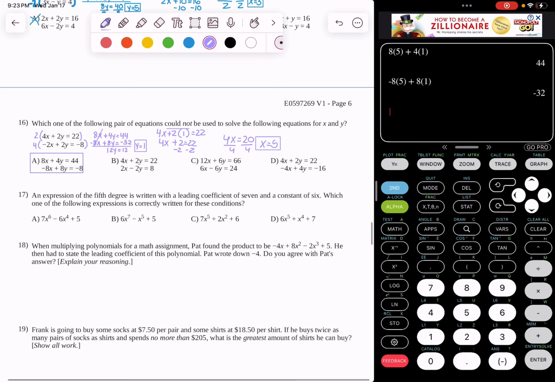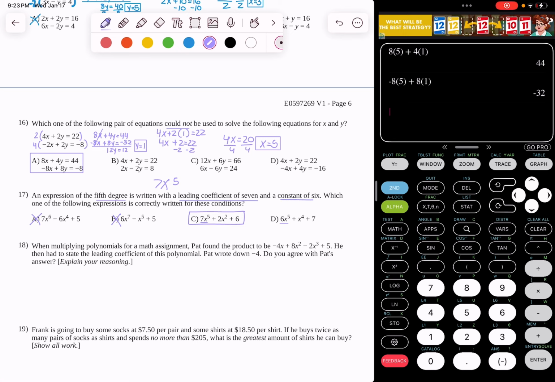All right, let's look at number 17. An expression of the fifth degree is written with a leading coefficient of 7. Fifth degree means our highest exponent is 5. So it can't be A, it can't be B, it could be C, and it could be D. Then it says a leading coefficient of 7. That means the number in front of the degree 5, the exponent 5, needs to be 7, which is answer choice C. And then it says constant of 6, which means the number alone without x has to be 6.